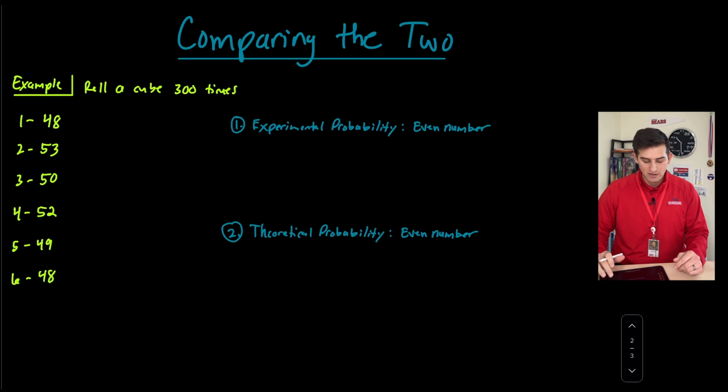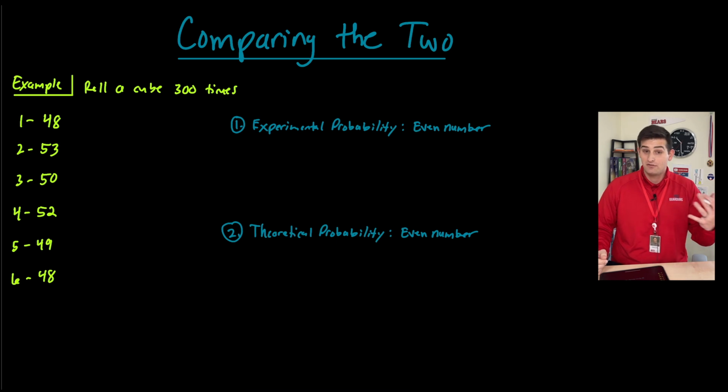Okay, so now let's compare the two. Let's say we have a cube again, or a dice, and we're going to roll it 300 times. So there's our experiment there. We're going to find the experimental probability of rolling an even number, and then let's find the theoretical probability of rolling an even number. Okay? All right, so we have on the side there 1 through 6 and how many times each of those numbers came up on the dice.